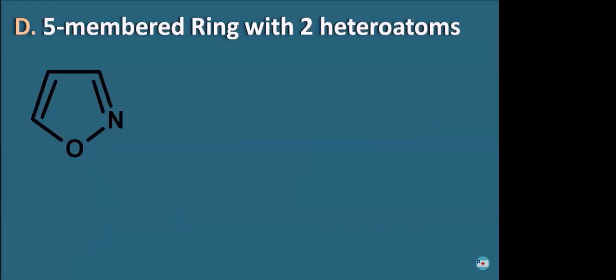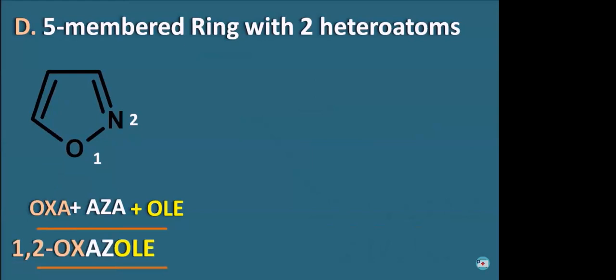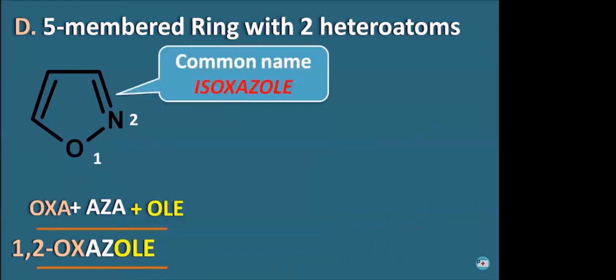Similarly, another ring system is having oxygen and nitrogen. Here the oxygen is present at the first position and nitrogen is present at the second position. Always we have to give the preference to the oxygen, then to the nitrogen. Oxygen can be indicated by oxa and nitrogen as aza, and it's a 5-member ring system. So this is an oxazole. The heteroatoms are present at the first and second position, so this can be written as 1,2-oxazole. This 1,2-oxazole is commonly known as isoxazole. Here you have to remember that in isoxazole, the iso indicates first and second position.